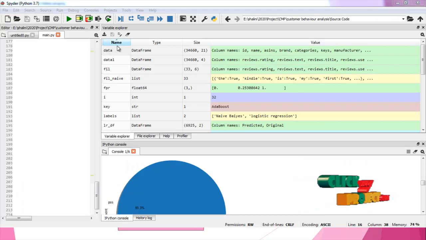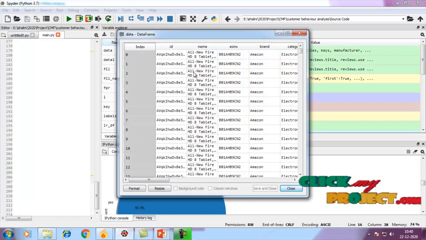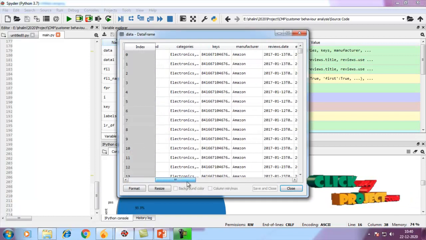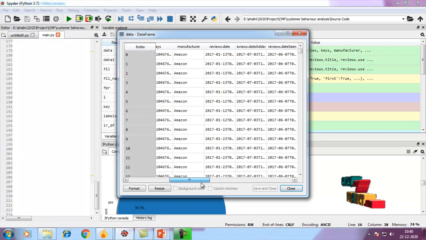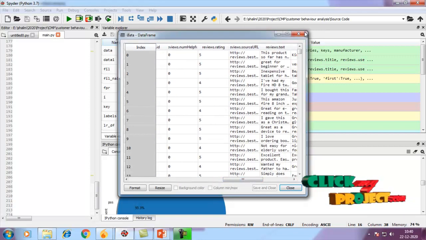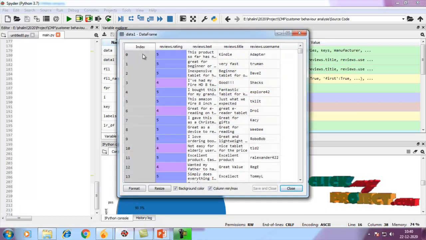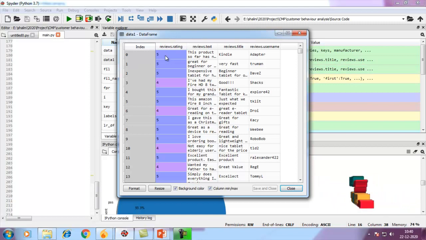Okay, this is our output area. Our data set looks like this, based on name, categories, keys, manufacturers, reviews and so on. This is our data set. After pre-processing, the data set looks like this. Here, review ratings at index 0 indicates 5. It means if there are any null values, it displays the number of null values count.